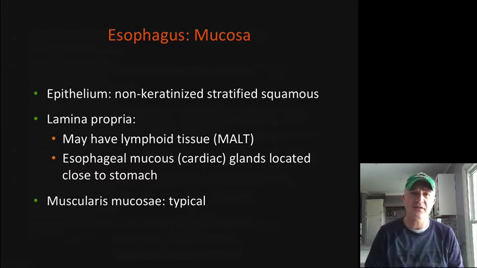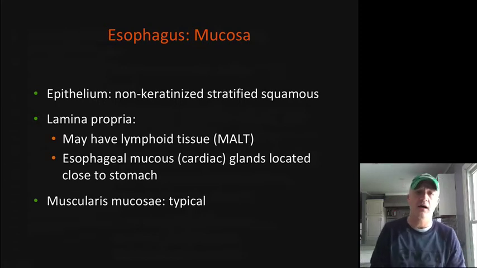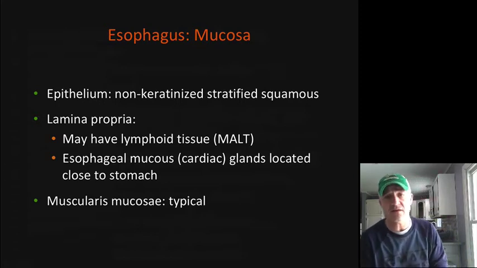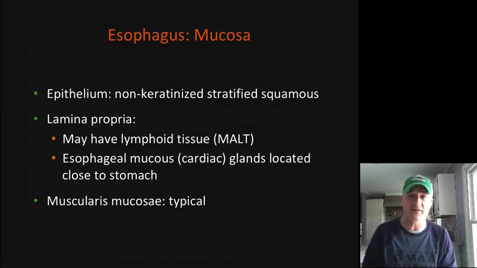So what we'll do on this first one here is we'll take a look at the esophagus and just see what's going on there. Then, like I said, a lot of these other organs, we'll take a look at those in their own distinct little shows here. So the esophagus, the mucosa, is going to be that non-keratinized stratified squamous.